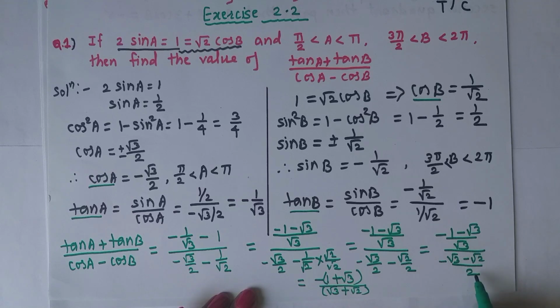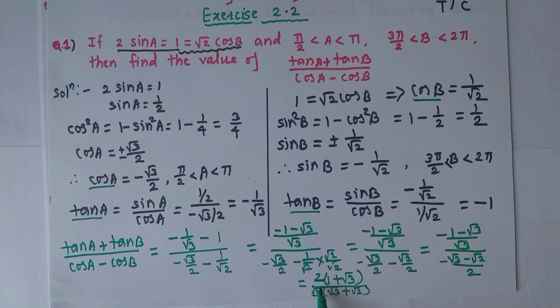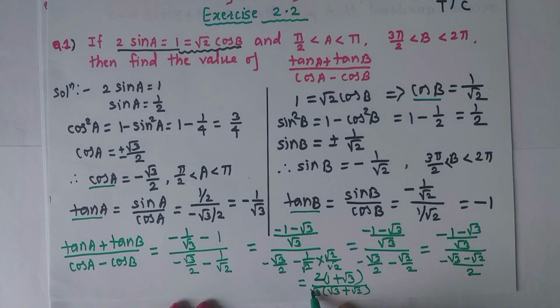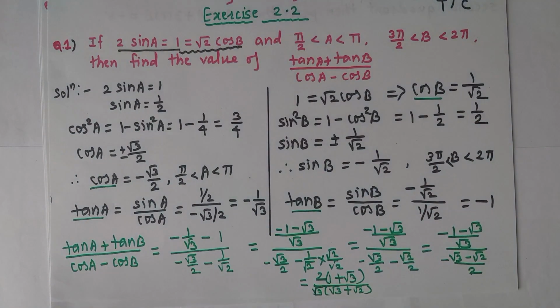And this 2 will transfer into the numerator, and this root 3 in the denominator, and we are taking the minus sign common. That minus sign in the numerator and denominator will get cancelled. After simplification, this will be 2 times in the bracket 1 plus root 3, and in the denominator root 3 times in the bracket root 3 plus root 2. Okay, in this way it is very simple.